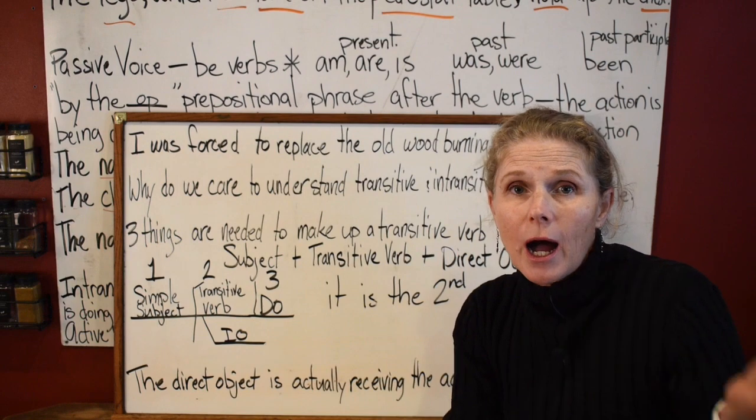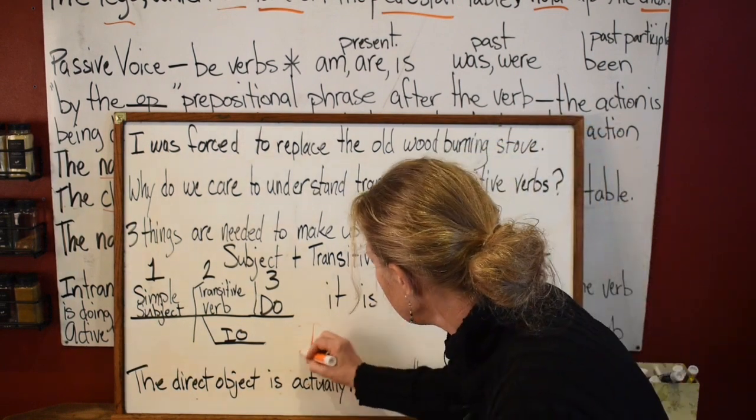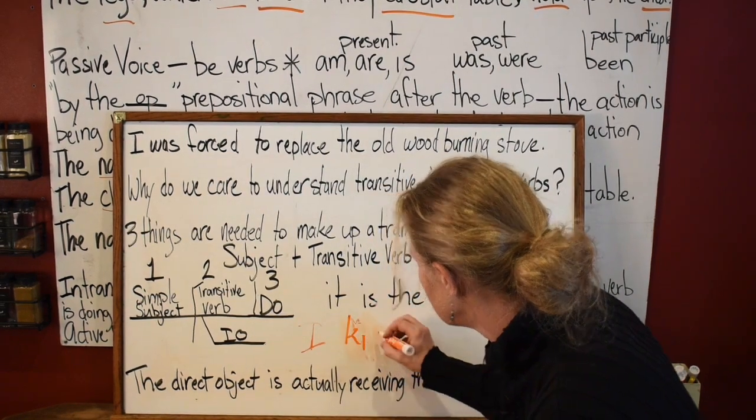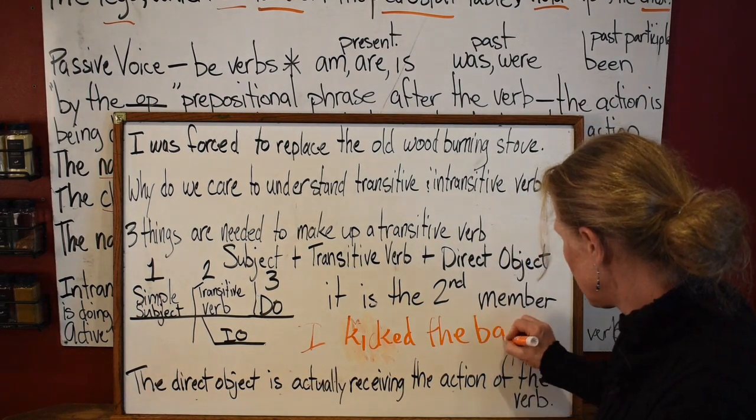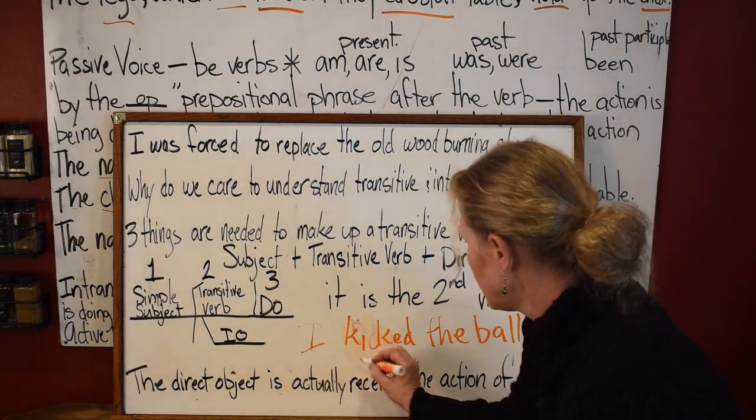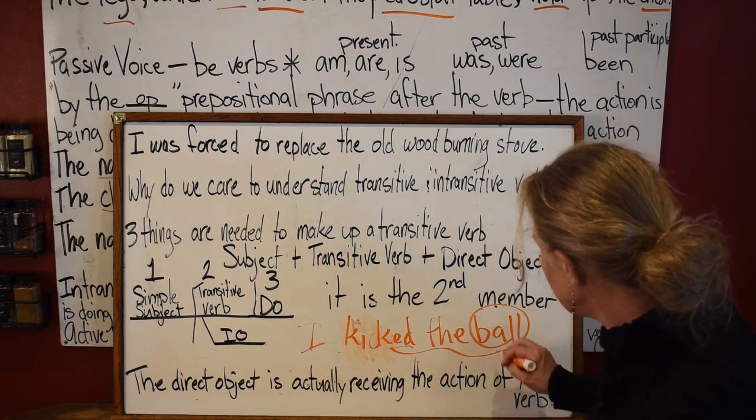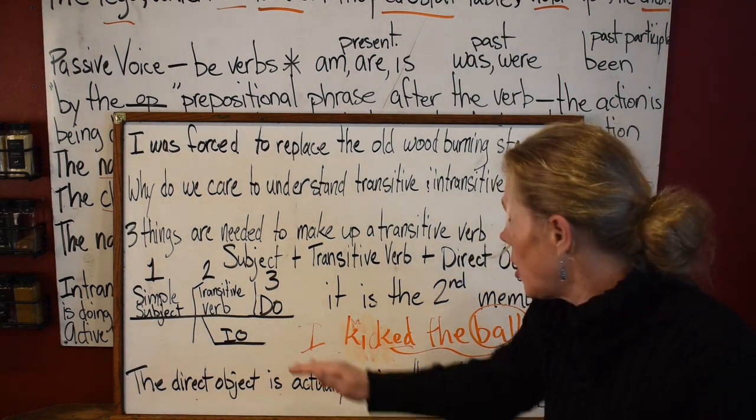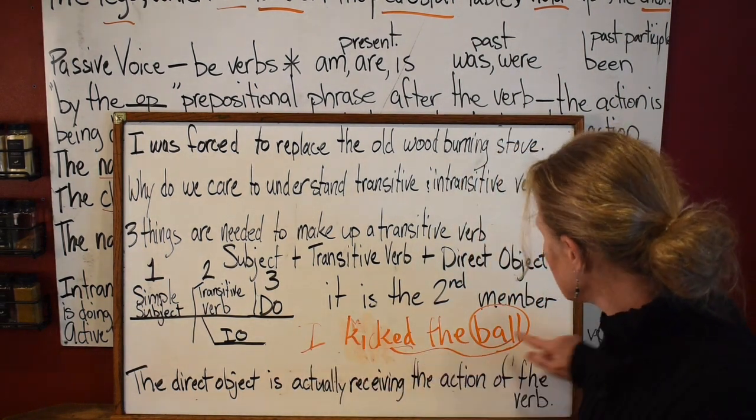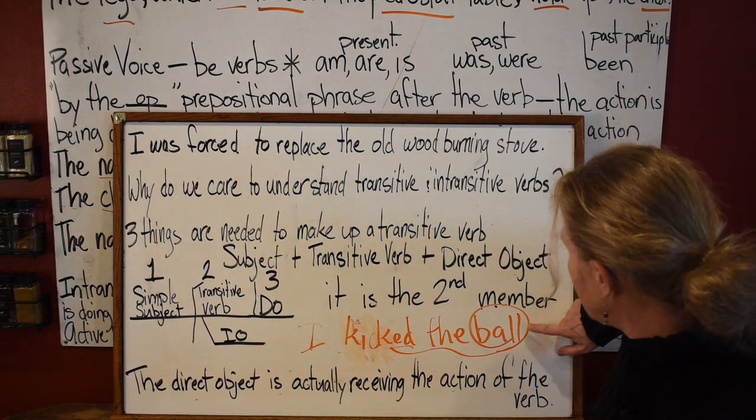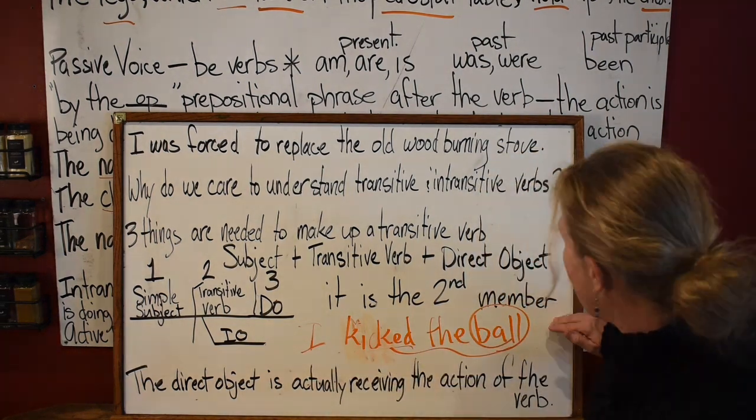Right? So I is the subject, kicked is the verb. I kicked is your verb, and this is the ball right here. It's receiving this, okay? So how can I move this? So this is doing the action. It's receiving the action of this. This verb is receiving the action of this. This is in active voice.